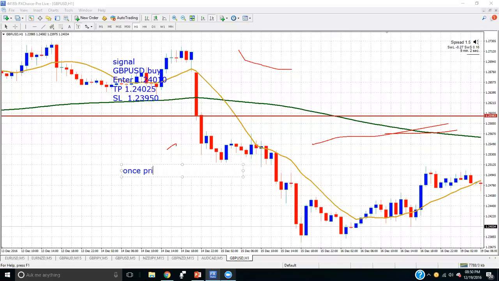Once price goes 25 pips, and 25 is not the rule, okay? 25 is just what I'm using. It could be 20 to 30 pips. If it's a swing trade, I know people that wait till it's 100 pips to go to break even. I just say 25 pips, okay? So once price goes 25 pips into profit, then move your stop loss to break even plus 3.